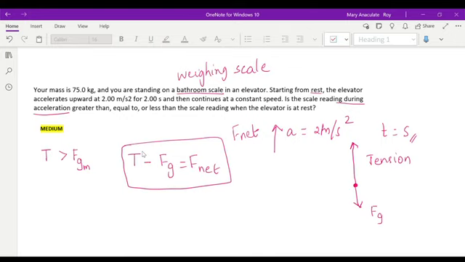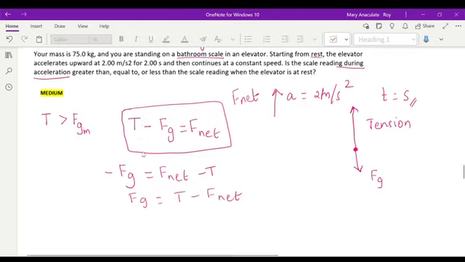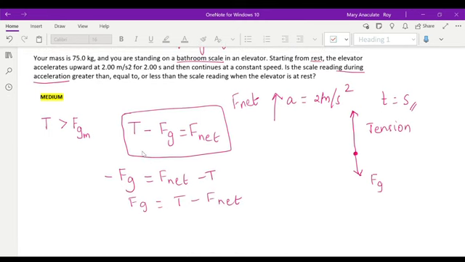So now I change the subject of the formula. So minus Fg equals F net minus T, or T equals Fg plus F net. What is the tension force here? Is that given to you? It's not given.